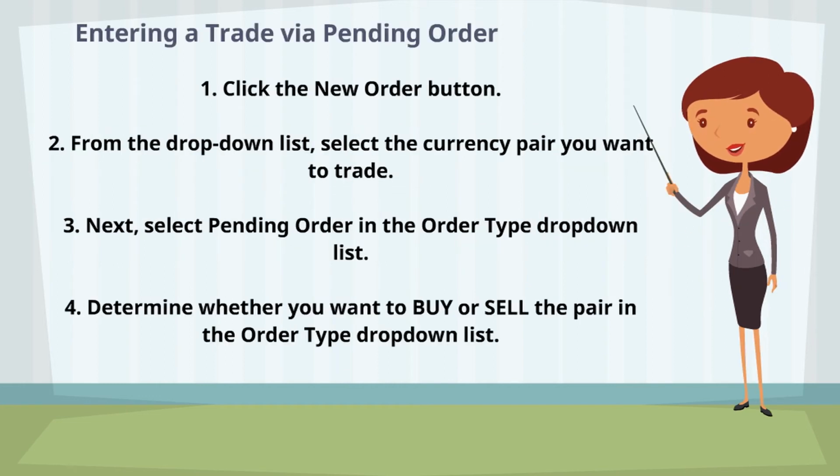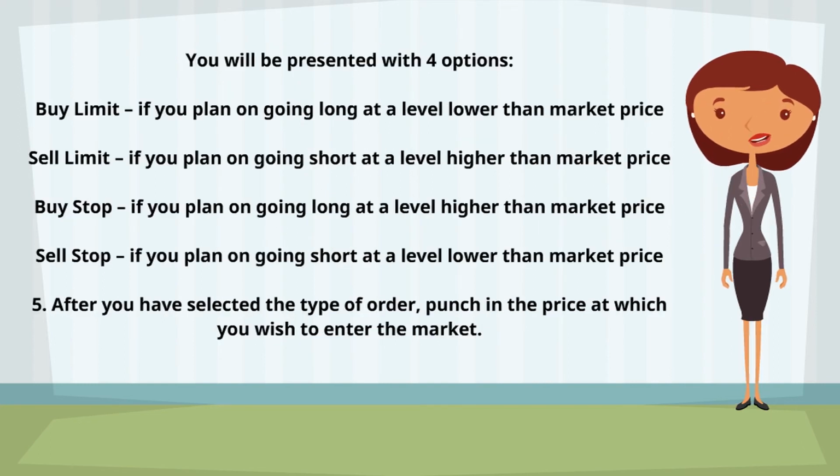Entering a trade via pending order. 1. Click the New Order button. 2. From the drop-down list, select the currency pair you want to trade. 3. Next, select Pending Order in the Order Type drop-down list. 4. Determine whether you want to buy or sell the pair in the Order Type drop-down list. You will be presented with 4 options.